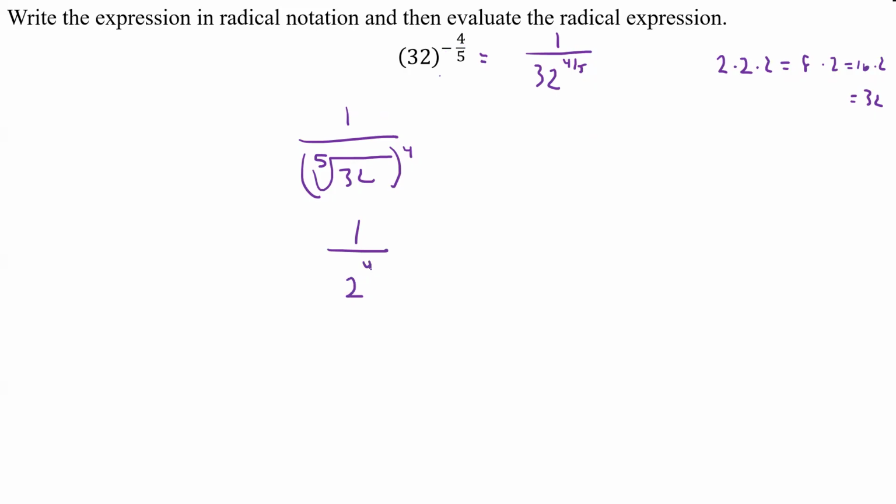And now it's all to the fourth power. And 2 to the fourth power, well, that's equal to 16. So we're going to get 1 over 16. Okay, and so that would be our solution.